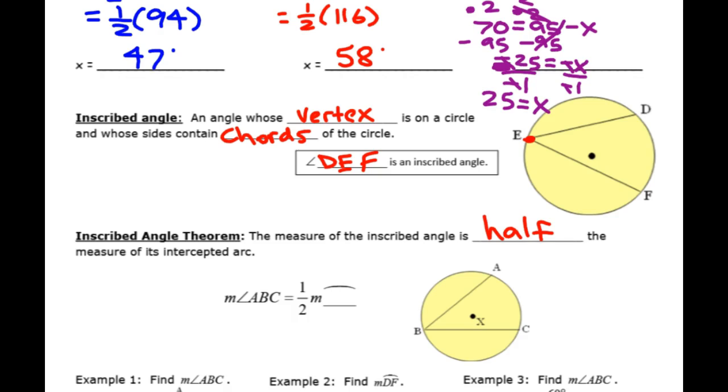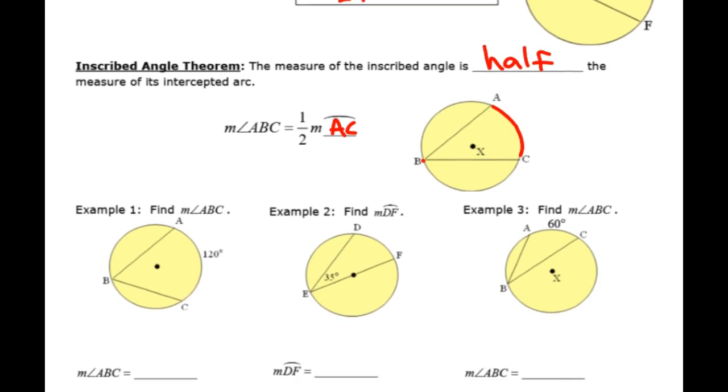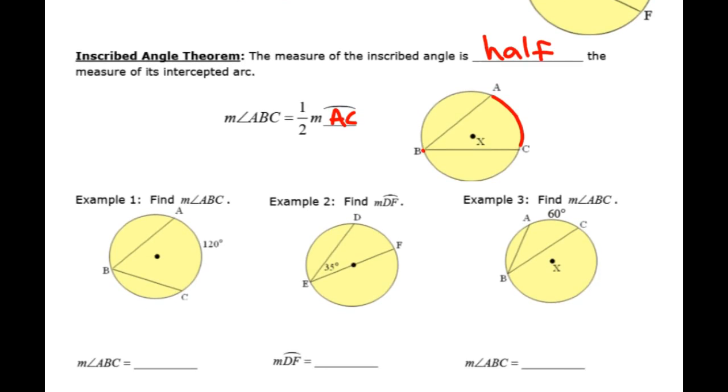So look at this example. ABC, this angle right here, is 1/2 of the arc, which is called what? Arc AC. All right. So example 1, find measure ABC. I'll put an X right here. Now I'm looking for that X angle.